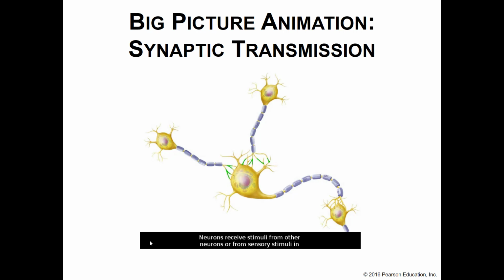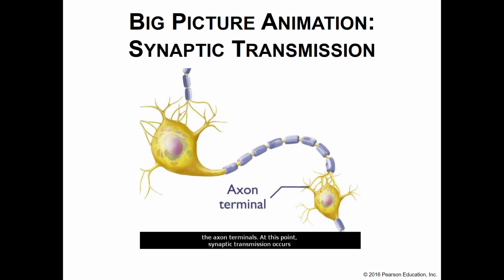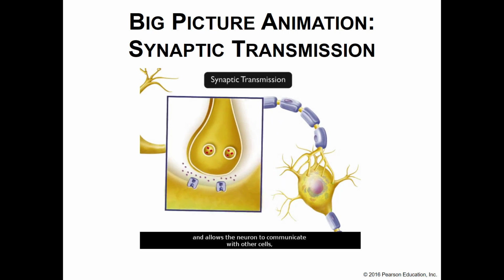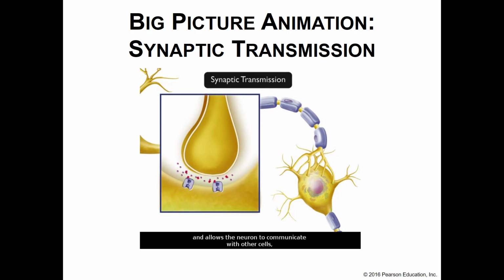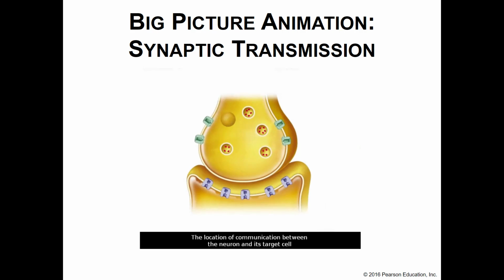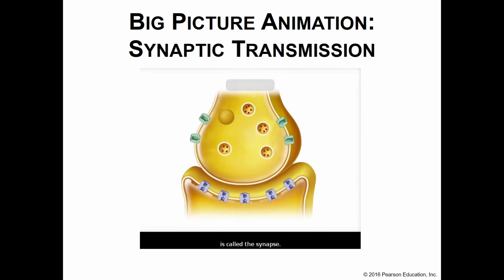Neurons receive stimuli from other neurons or from sensory stimuli in the internal or external environments. If the incoming stimuli are significant enough, they depolarize the neuron's trigger zone to threshold, and an action potential is generated. The action potential is quickly propagated down the axon and reaches the axon terminals. At this point, synaptic transmission occurs and allows the neuron to communicate with other cells, including other neurons, muscle cells, or secretory cells inside glands.